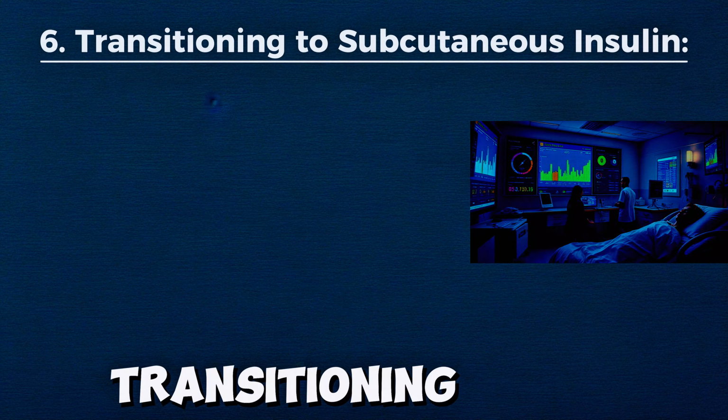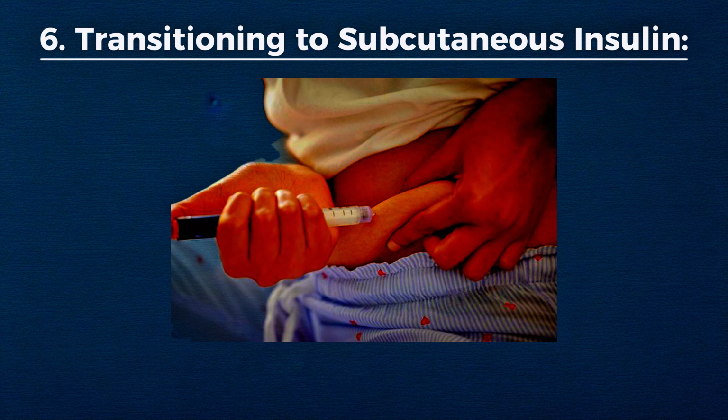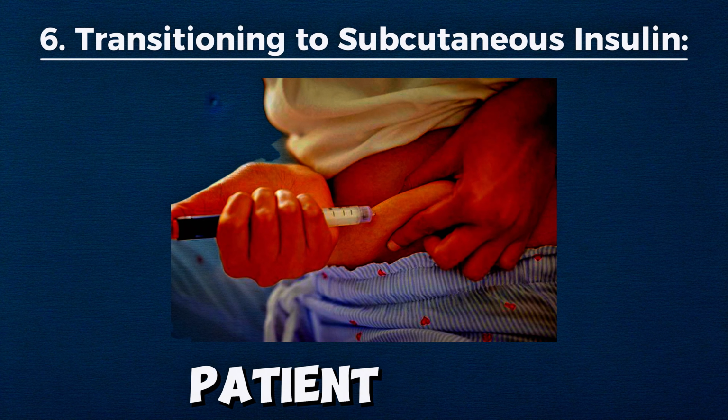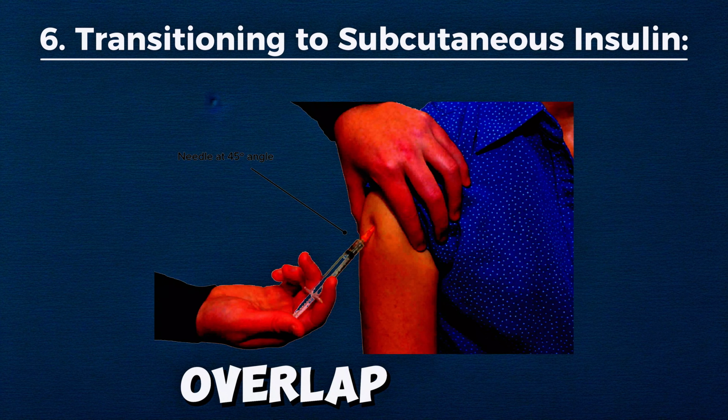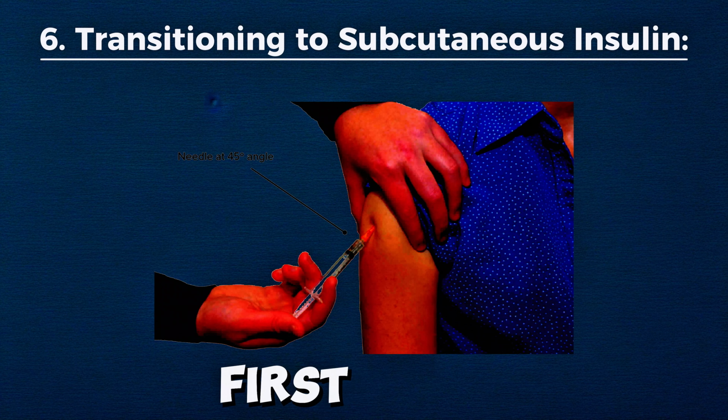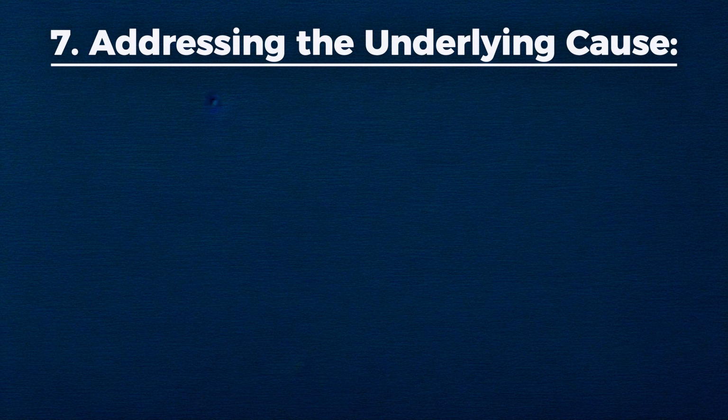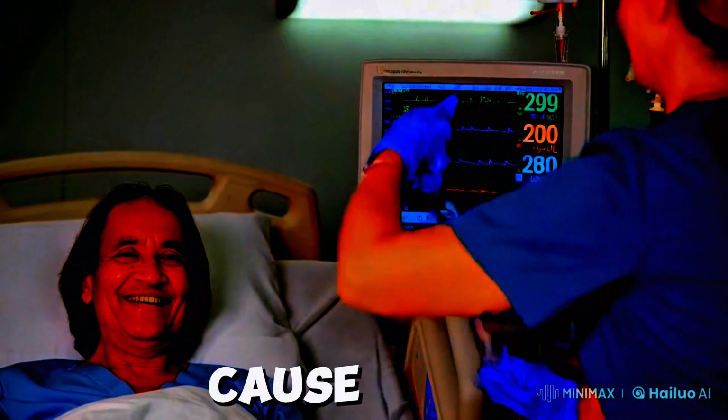6. Transitioning to subcutaneous insulin. Once DKA resolves and the patient is eating, transition to subcutaneous insulin. Overlap the IV insulin infusion with the first subcutaneous dose by 1 to 2 hours to prevent rebound hyperglycemia or ketosis. 7. Addressing the underlying cause.